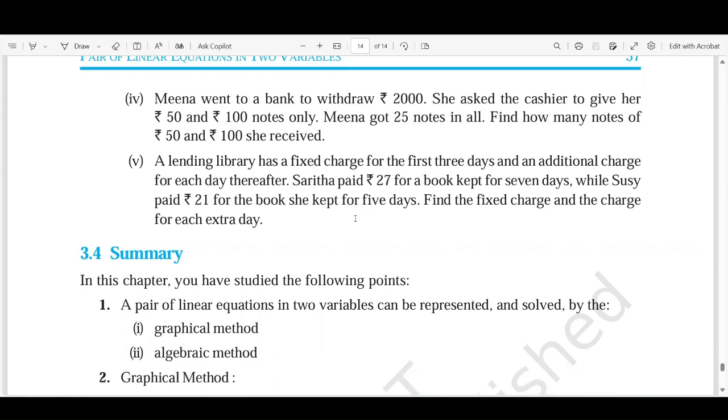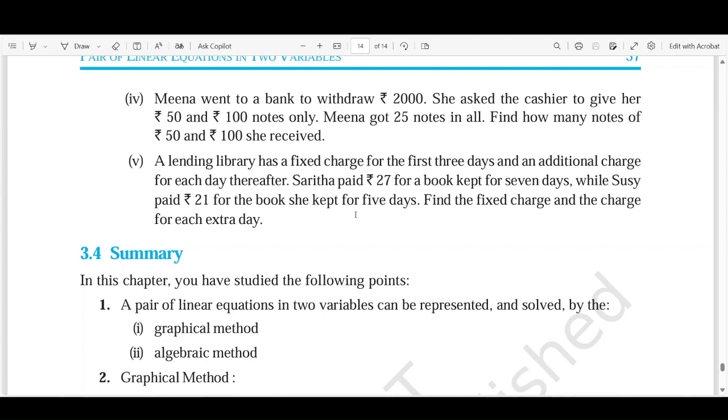So they have not mentioned how much they are charging, but for the first 3 days they have a fixed charge. From the 4th day they have an additional charge. Sarita paid 27 rupees for one book and she kept it for 7 days, whereas Susie paid 21 rupees for one book but for 5 days. Now let us form the equations corresponding to the above problem.